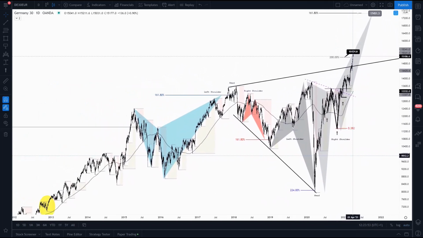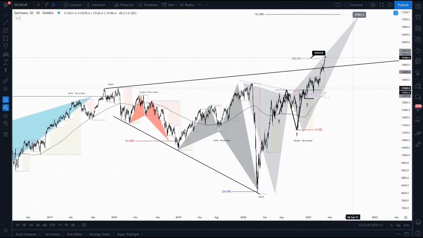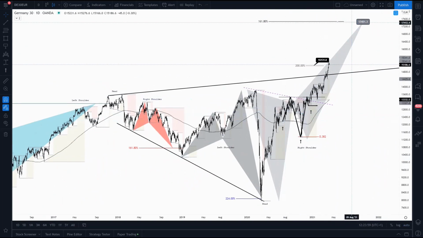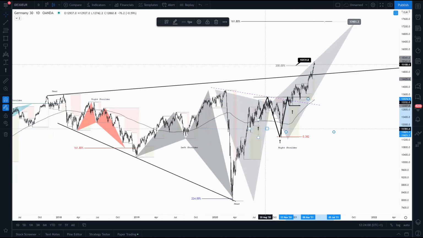This is a daily time frame chart, but I projected also that major higher degree bearish crab pattern at 17,451. So note that we are trading the default target for these inverted head and shoulders, these lower degree inverted head and shoulders. We are trading that price zone, so that default target price zone.